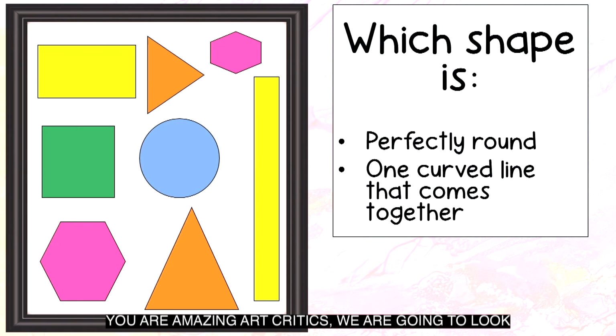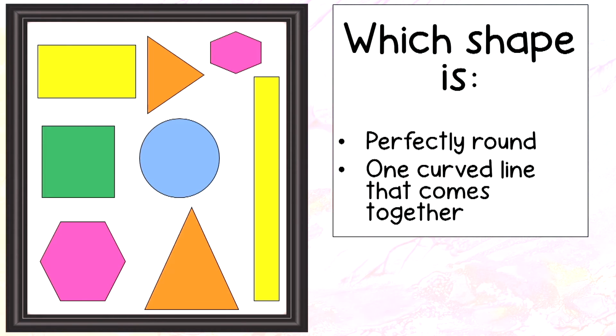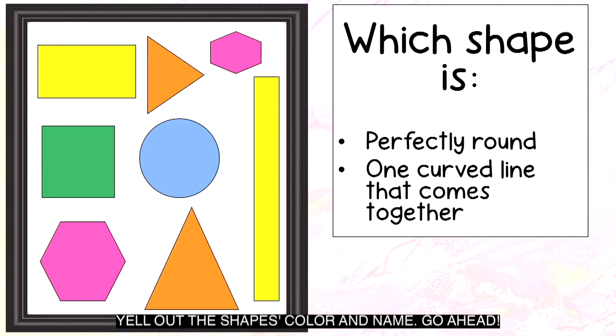Now that you are amazing art critics, we are going to look at a large piece of art with multiple shapes. This time, I will give you a list of attributes, and you will tell me which shape matches my list of attributes. Which shape is perfectly round and is made up of one curved line that comes together? Yell out the shape's color and name. Go ahead!